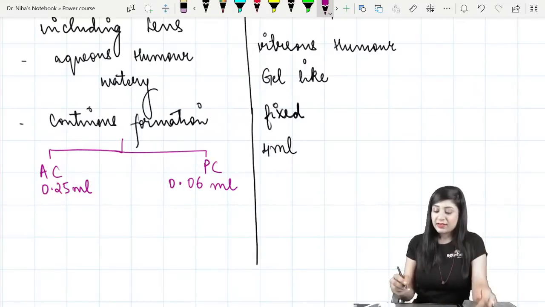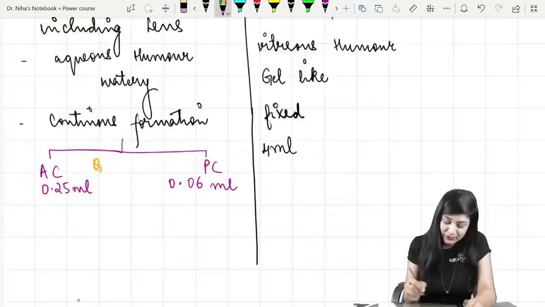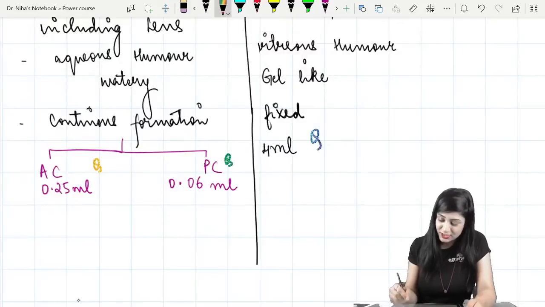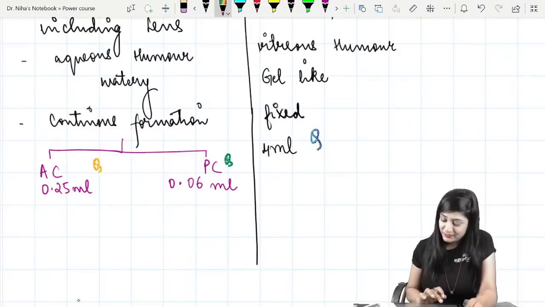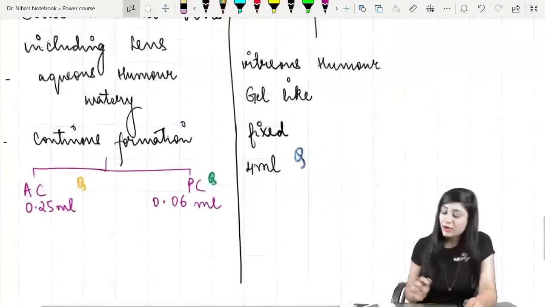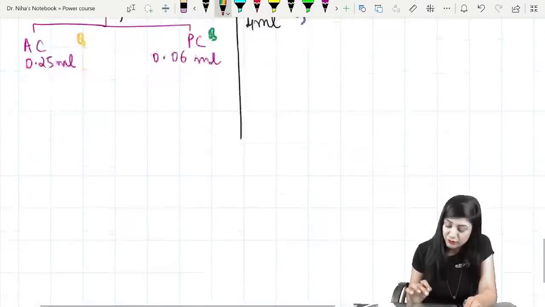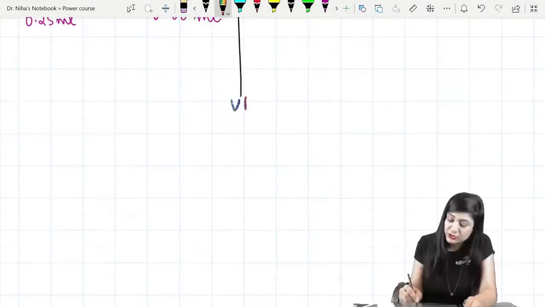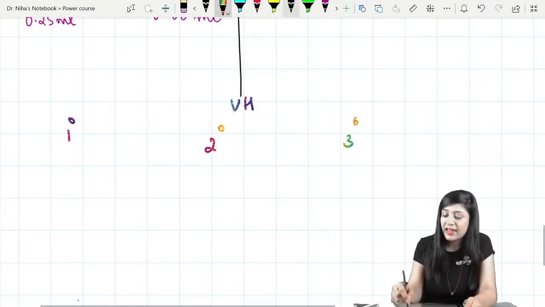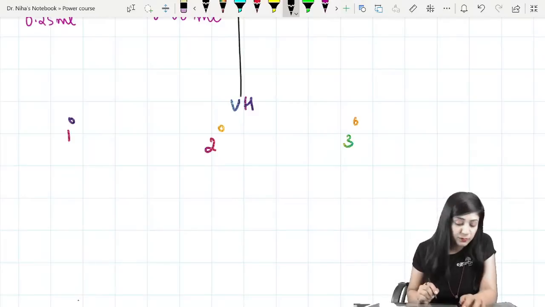Now we come to aqueous humor in the anterior chamber, posterior chamber and vitreous humor. If you look at the vitreous humor, we have three kinds: primary, secondary and tertiary vitreous humor.